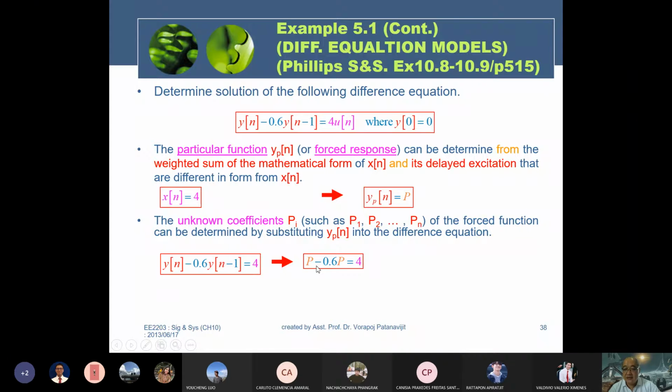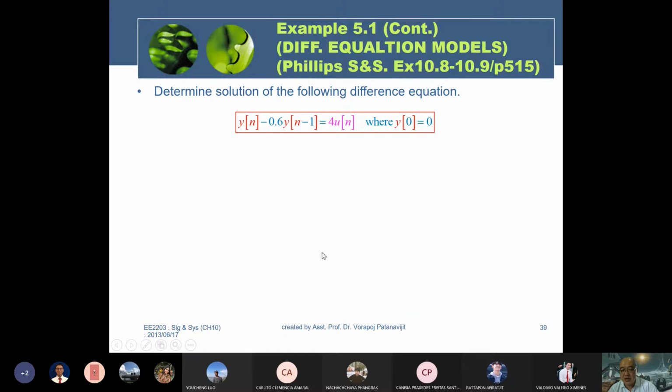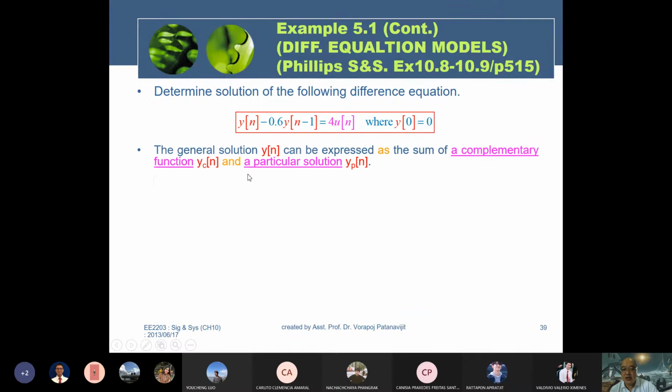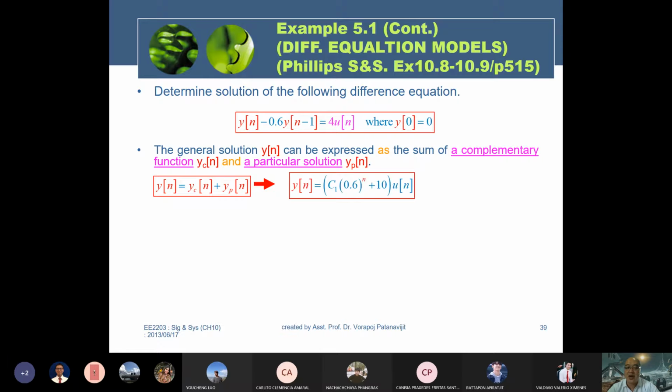Therefore, the difference equation that you get after you substitute the particular solution into it gives p minus 0.6p equal to 4. You get p equal to 10. P equal to 10 means the particular solution gives you 10. The general solution of yn can be expressed as the sum of the complementary function yc and the particular solution yp. The complementary is here, and the particular is 10 here.